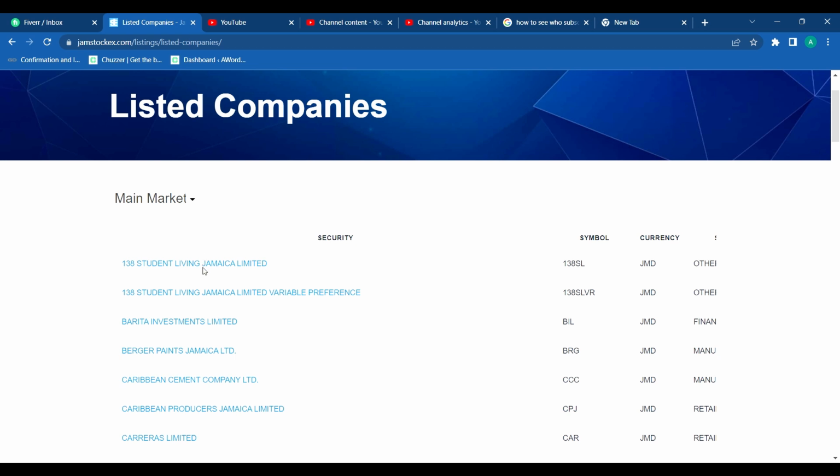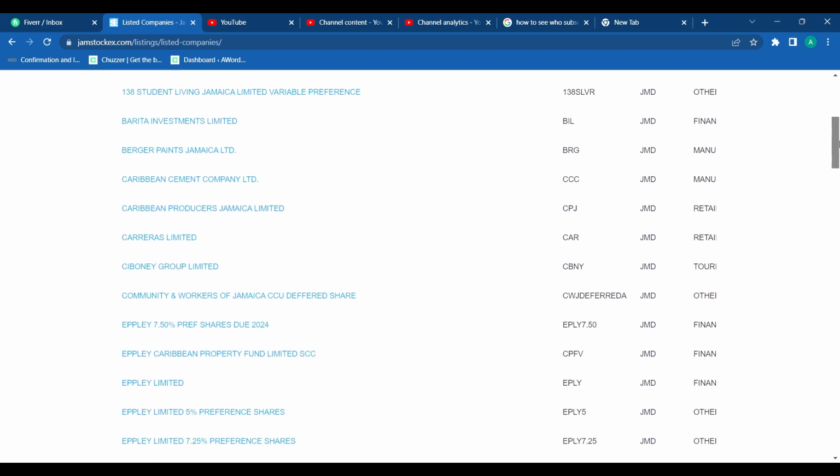But let us start with the main market. As you can see on the main market, this is the first set of companies that is displayed when you click on the listings tab. But let us start with Barita Investments. This is the first company that we'll be looking at.